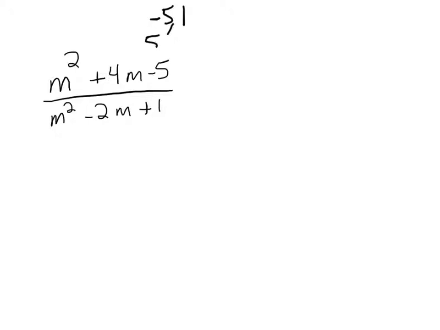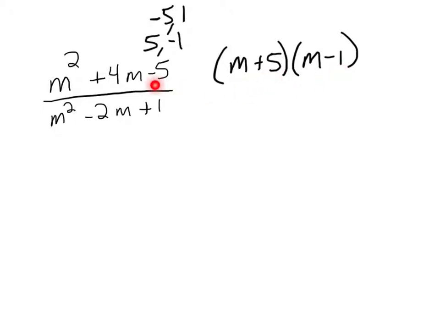But I know that I can do 5 and -1, which would work. Okay, so whenever I'm going to write that one, I'm going to go m plus 5 times m minus 1. And I can always look at this, okay, 5 times -1 gives me -5, 5 plus -1 gives me a +4, so I'm okay there.